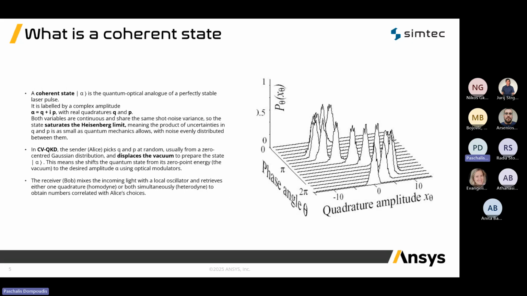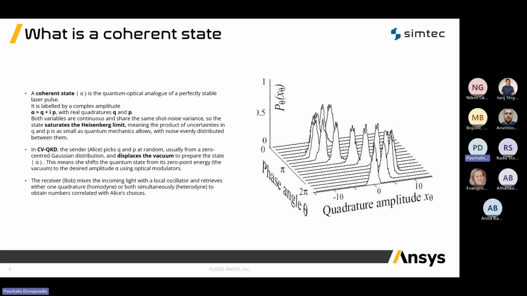So before we dive into the simulation, we need to understand the principles of continuous variable QKD, which is the coherent state. If you picture the electric field of a laser as an arrow rotating in the complex plane, the arrow's horizontal projection is the Q quadrature, and the vertical projection is P. So if we put those numbers together, we get a single complex value, A equals Q plus iP. So that pair can completely specify a coherent state.